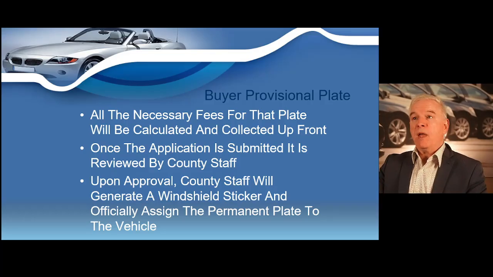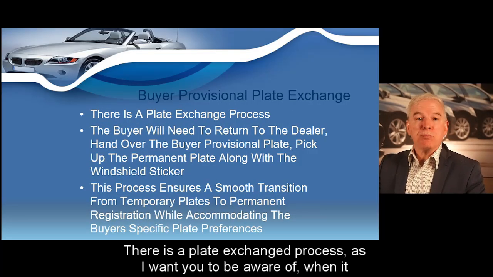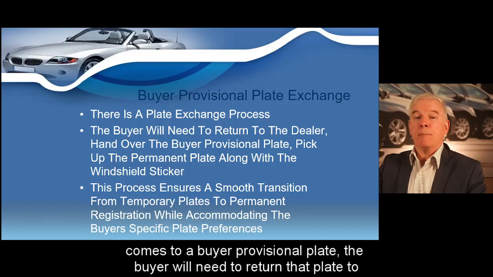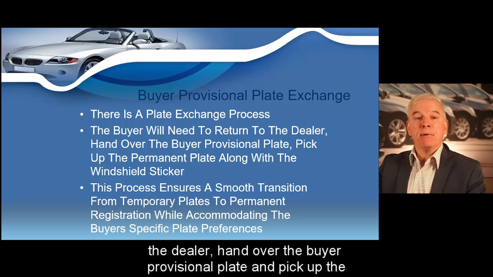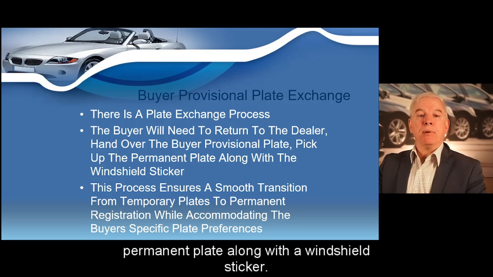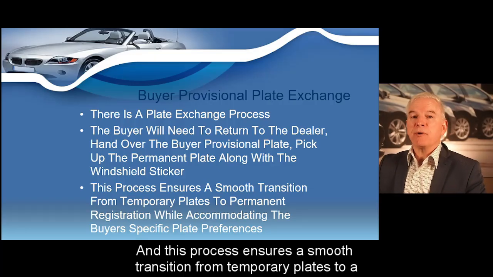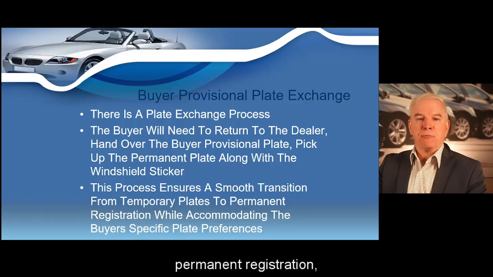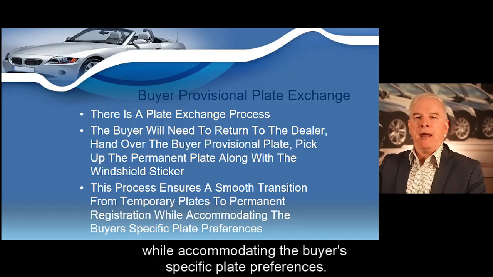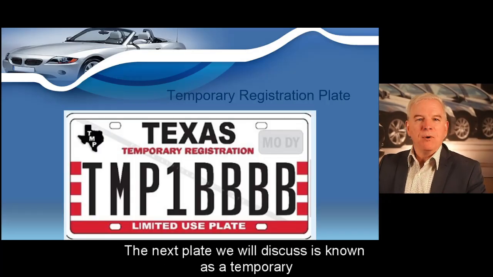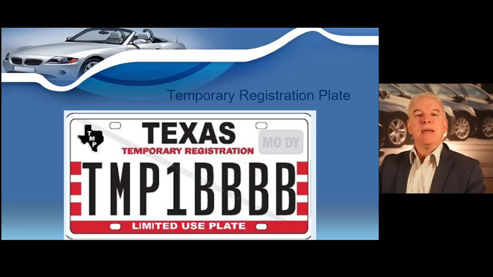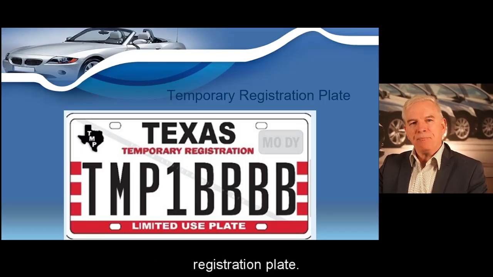Upon approval, county staff will generate what's known as a windshield sticker and officially assign the permanent plate to the vehicle. There is a plate exchange process that I want you to be aware of when it comes to a buyer provisional plate. The buyer will need to return that plate to the dealer, hand over the buyer provisional plate, and pick up the permanent plate along with the windshield sticker. And this process ensures a smooth transition from temporary plates to a permanent registration while accommodating the buyer's specific plate preferences.